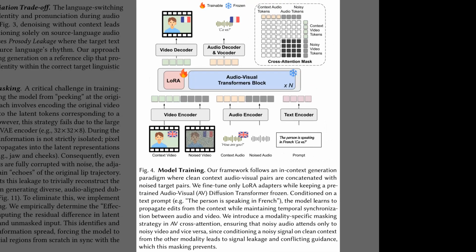With the data pipeline established, Figure 4 details the actual training architecture. At the bottom, the system takes three inputs: the clean context video and audio, the noised target versions, and a text prompt guiding the translation. These flow into the central audio-visual transformer blocks. Here, the main model weights remain frozen to preserve pre-trained knowledge, while only the low-rank adaptation layers marked with the fire icon are updated. To keep everything synchronized, the grid at the top right represents a special cross-attention mask that prevents the noisy signals from peeking at the wrong modalities.